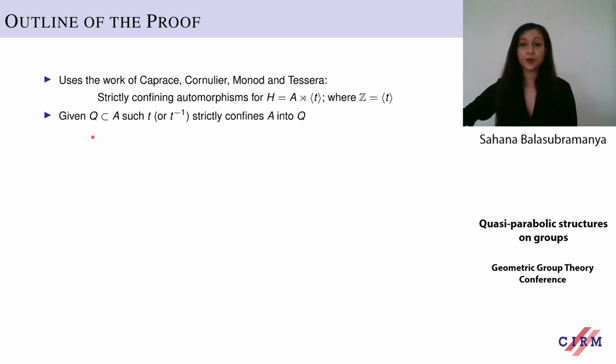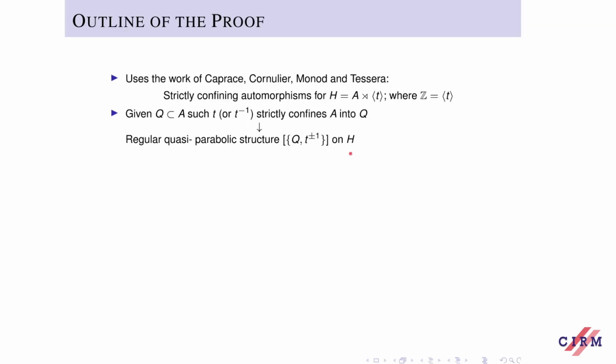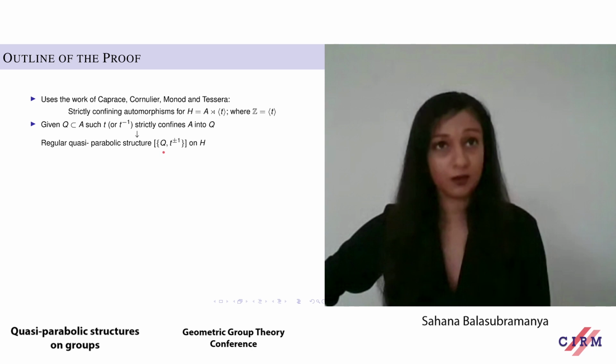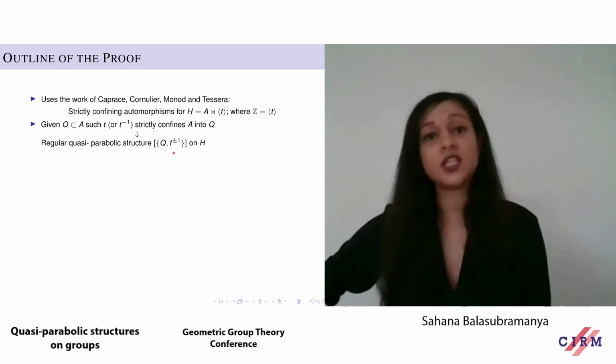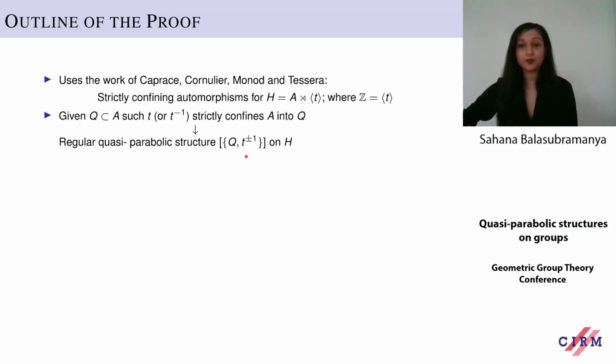And I'm not going to define what a strictly confining automorphism is because it's a bit of a technical definition. But what's important for the purpose of this talk is that if you start with a subset of your base group A, that's strictly confining under either of the generators of Z, so T or T inverse, then from this information, we can extract a quasi-parabolic structure on our group H. And it is exactly the equivalence class of the generating set that contains this subset of A, along with T to the plus minus 1.